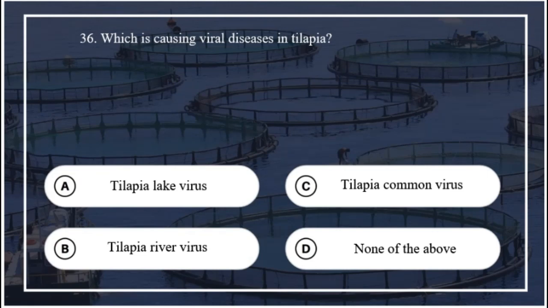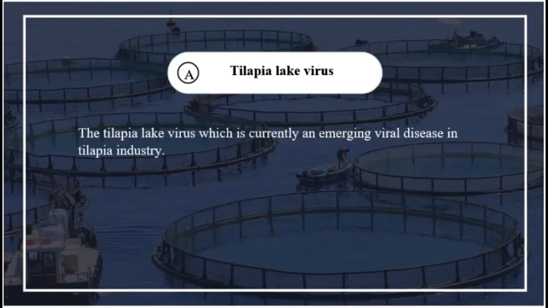36. Which is causing viral diseases in tilapia? A. Tilapia lake virus. B. Tilapia river virus. C. Tilapia common virus. D. None of the above. Answer: A. The tilapia lake virus, which is currently an emerging viral disease in the tilapia industry.